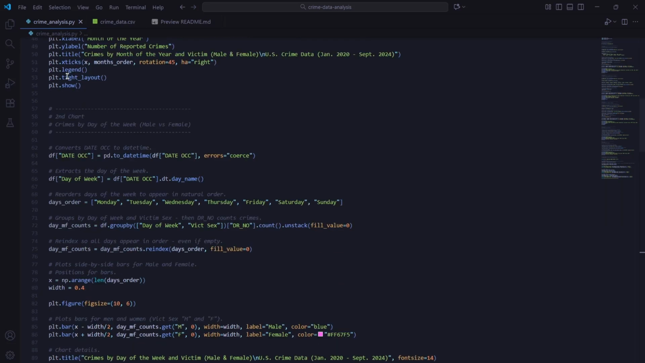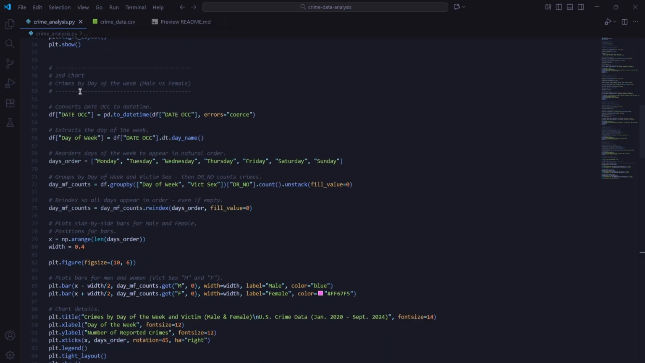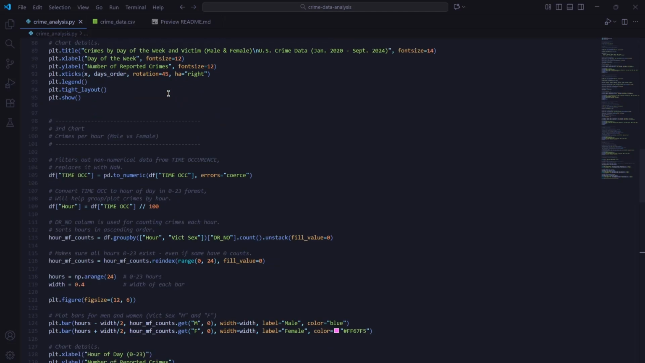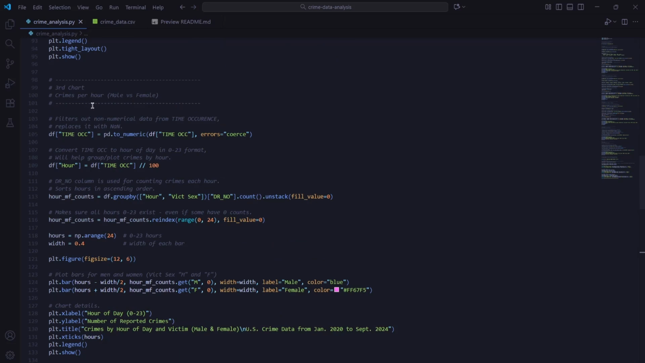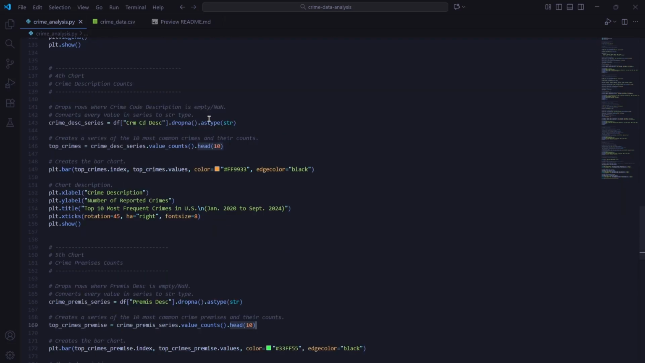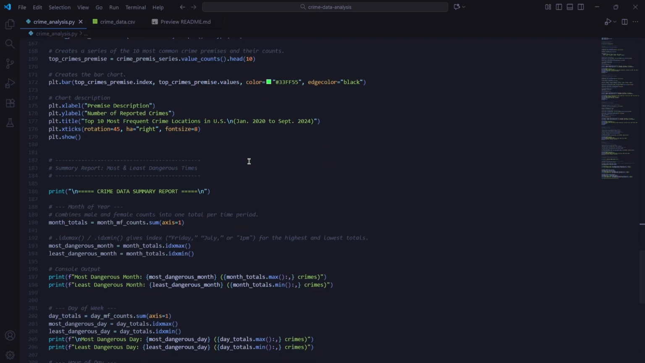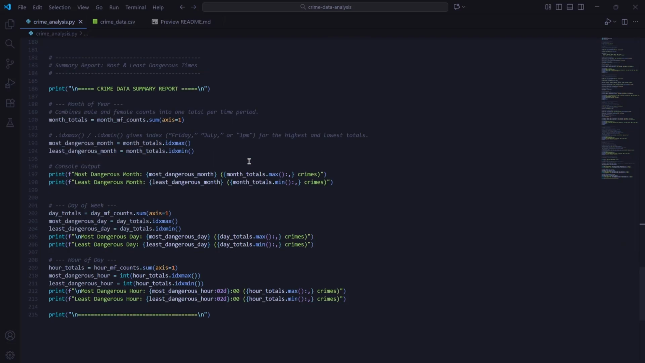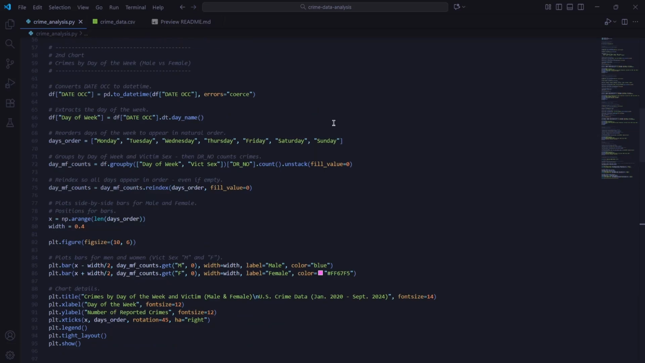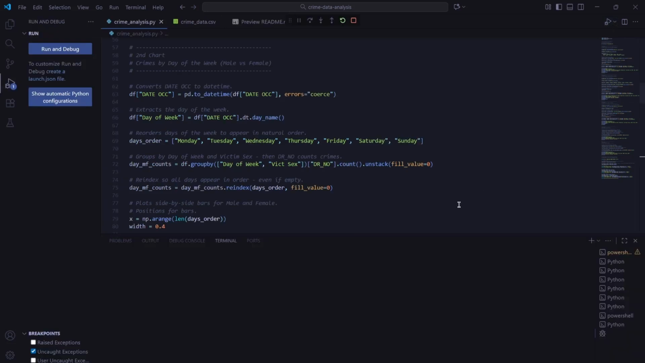This is the code for it. The second chart is similar, but it pertains to the day of the week, and it's split up into male and female. And then the third chart is crimes per hour. And again, that's split up into male and female. And then we have the top 10 most committed crimes in the US, and then the top 10 locations or premises where the crimes were committed. And this is the last part where it gives us a small summary. So we'll go ahead and look at the charts that this produces.